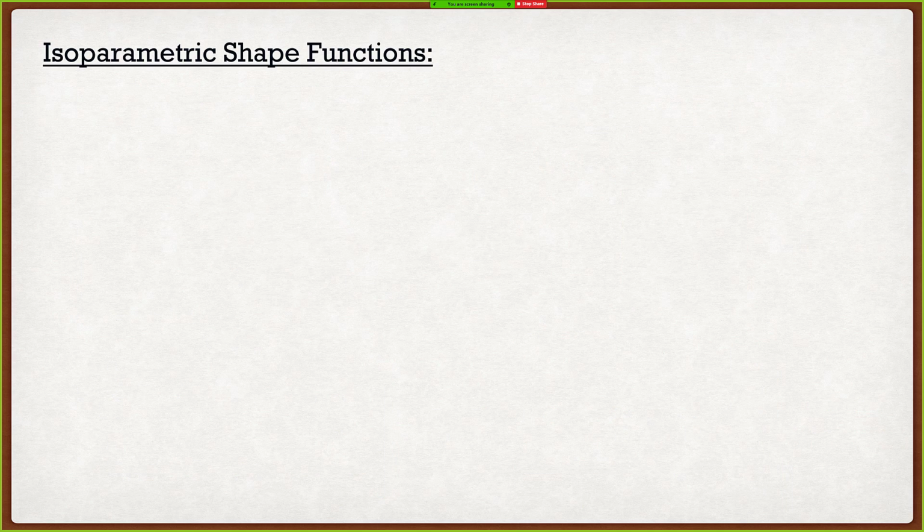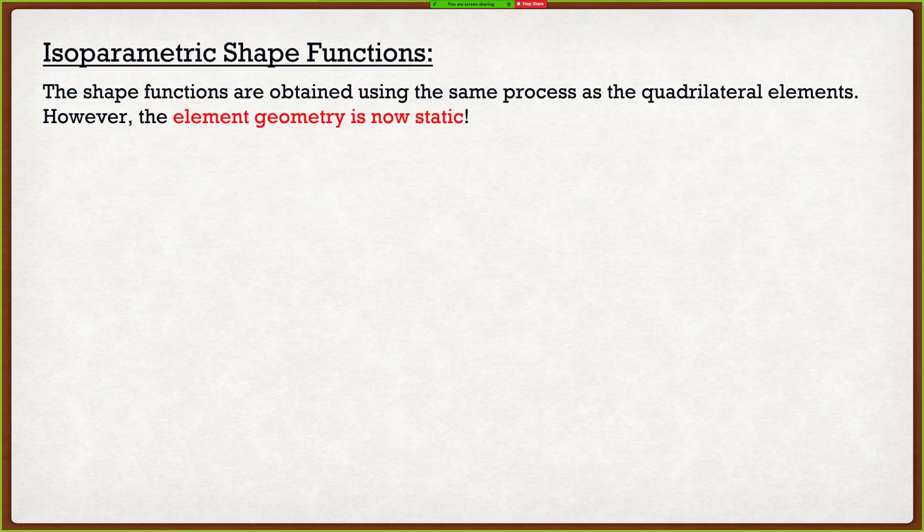So let's talk about those isoparametric shape functions. We said that we know how to determine those shape functions. But now it's really nice because, if you remember from the theoretical portion last lecture, we defined the base of that rectangle as A and the height of that rectangle as B, right?